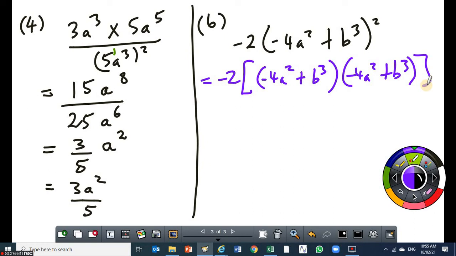This is the best way of doing it. Any question? Right, for now, I'm not going to worry about this minus 2, which is outside the square bracket. I'm going to use FOIL here.